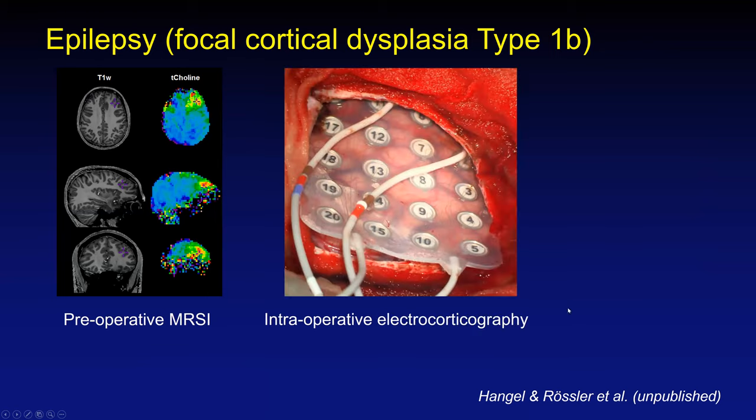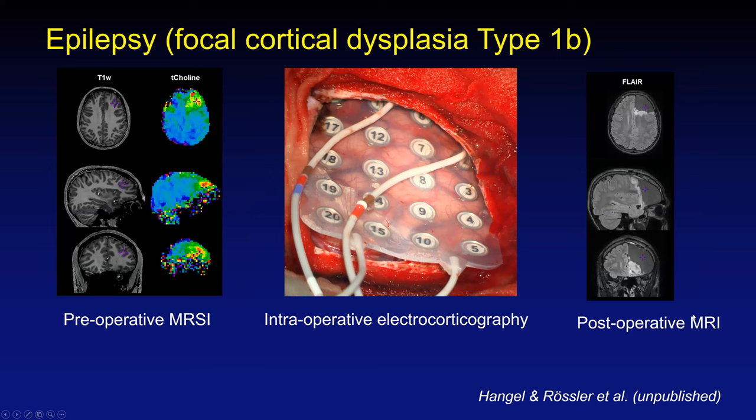And obviously this needed to be proven by electrocorticography, or ECoG, which is at our center done intraoperatively. And then a postoperative MRI has been done. We're doing this now in a couple of cases and trying to correlate the postoperative MRI outcome with the predictions made by metabolic imaging.